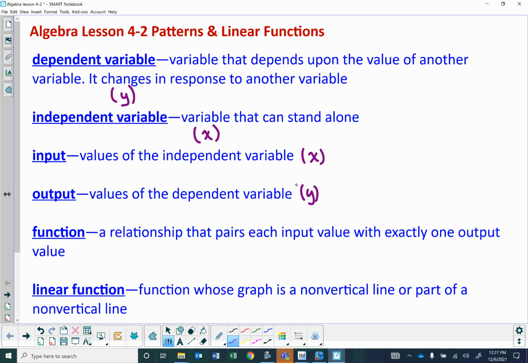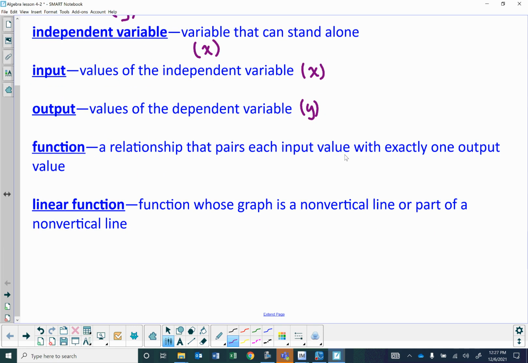A function is a relationship that pairs each input value with exactly one output value. Okay, and this is important because there's a difference between what we call a relation and a function, which we will talk about in a couple of lessons, if not the next lesson. So it's important to understand that a function is a relationship that pairs one input value with exactly one output value. Okay, so in magazine subscriptions, I earn a different amount of money if I sell 10 subscriptions than I do if I sell 20 subscriptions.